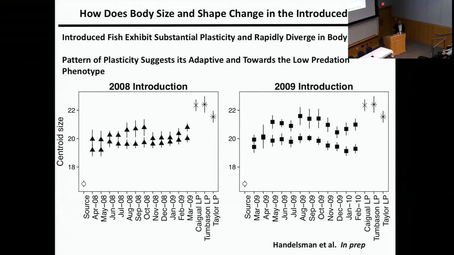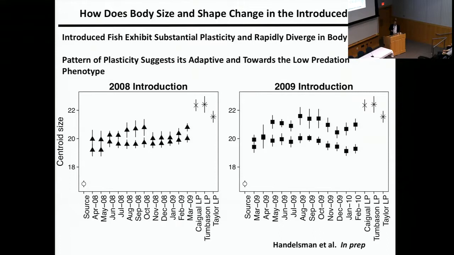So here are the two sets of introductions. And here is the starting body size for the source population. And what these points show is the monthly surveys of the introduction fish. And this is a comparison with existing, naturally occurring low predation populations. So you can see in both sets of introductions, there's a really rapid change in body size, here measured as centroid size. And they get almost halfway to where they presumably want to go based on size alone.